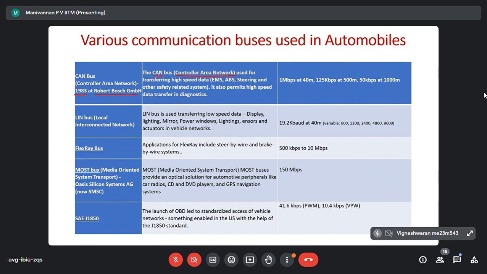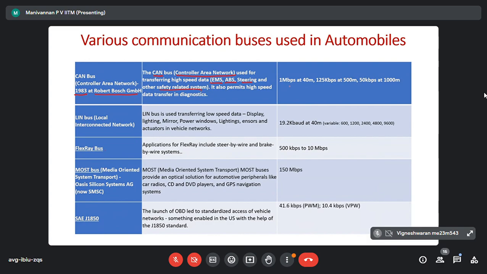So it is used for transmitting data for the engine management system, ABS, steering, and any other safety-related system where high-speed data is very important, because action has to be taken immediately. You cannot even wait for a second. 1 second is too long a time. If you don't take a decision in milliseconds, an accident can happen. Safety is involved, so data should be passed between ECUs in milliseconds. That's why they use CAN bus.